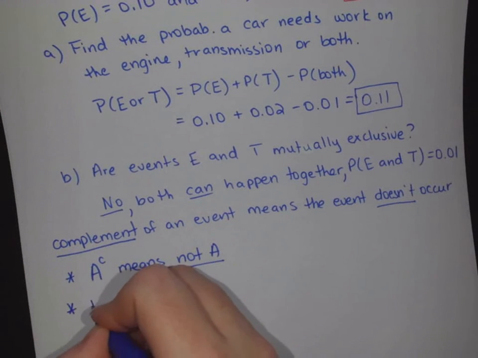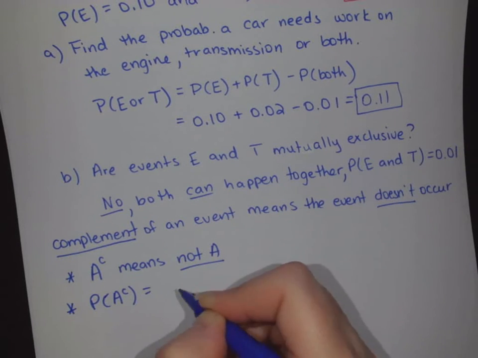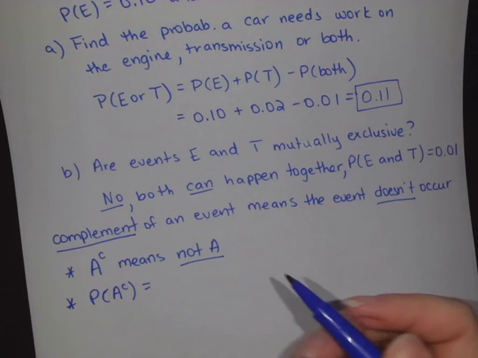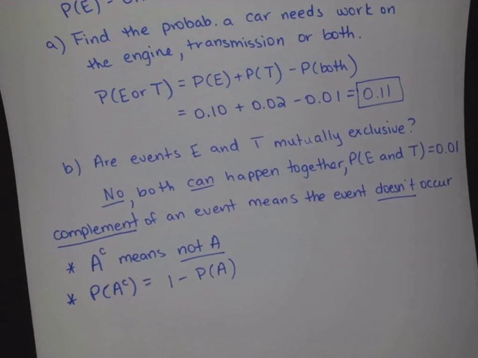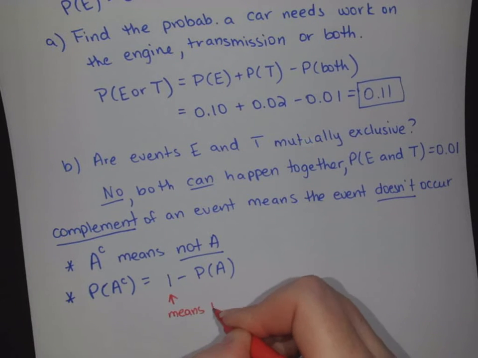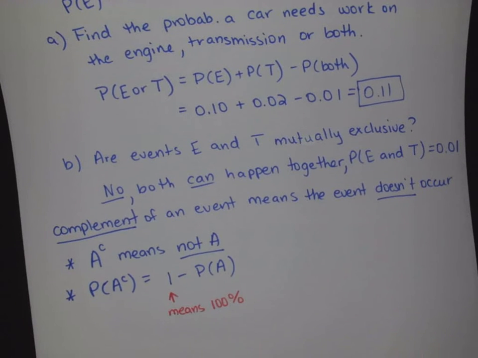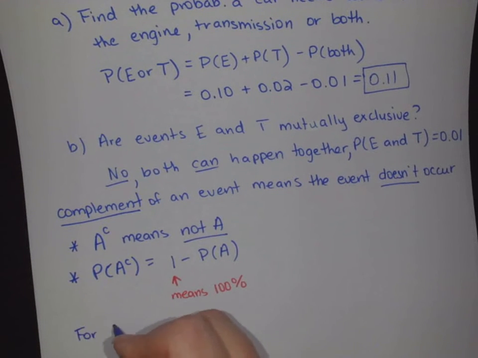Often it's easiest to figure out the probability that something doesn't happen by doing the opposite. In other words, you subtract the probability that the event does occur from 1, because remember 1 in decimal form just means 100% in percentage form. So sometimes it's easier to figure out the probability that an event doesn't happen by just doing 1 minus the probability that it does. Let's take that logic.